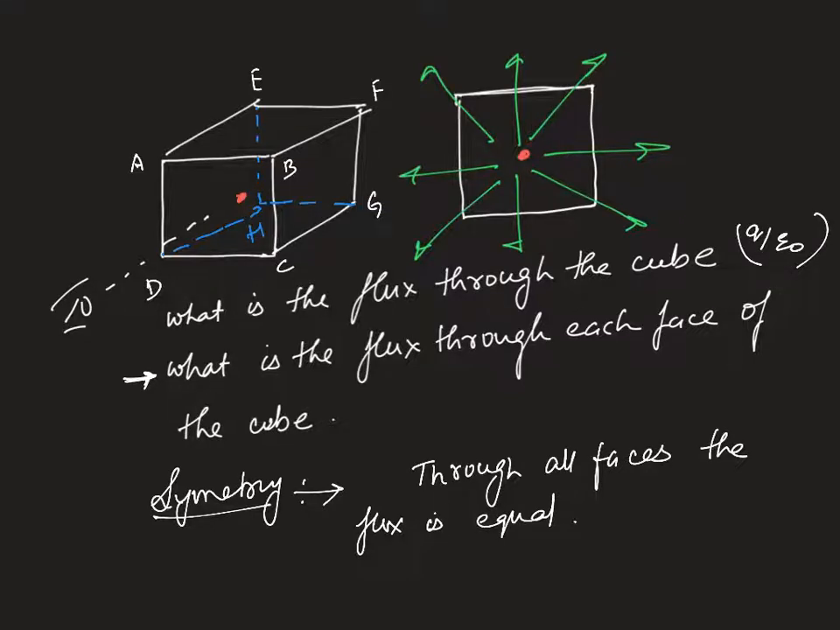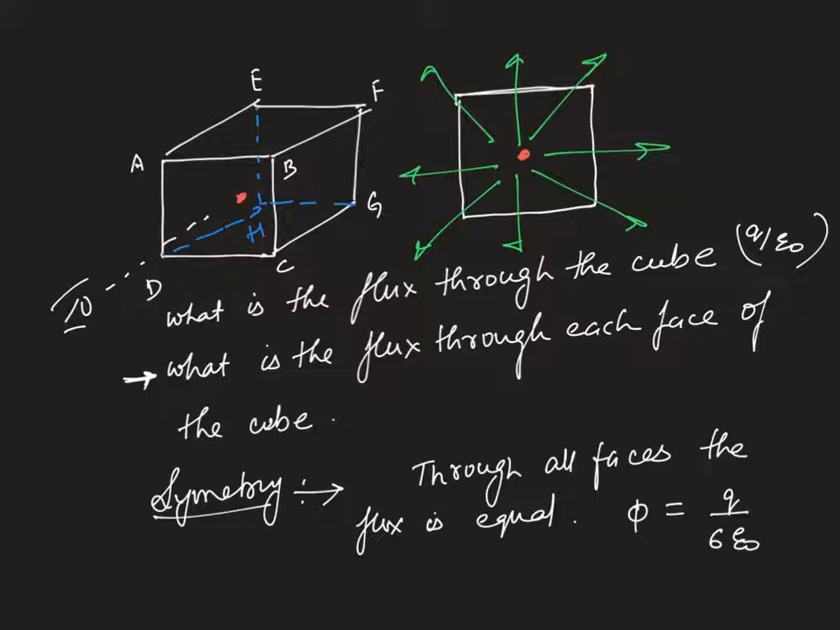So if through all faces the flux is equal, through any one of the faces the flux is definitely going to be Q by, how many faces are there? A cube has 6 faces, so the flux is going to be Q by 6 epsilon naught.